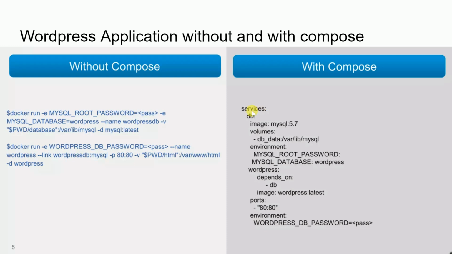This is a single file where you don't need to think about the dependencies and link part. You need to define everything in a single file. You don't need to run commands manually. So this is the main and core difference between without Compose and with Compose.